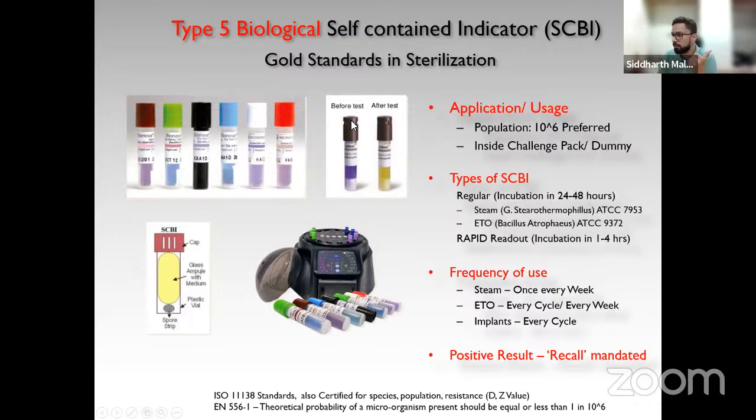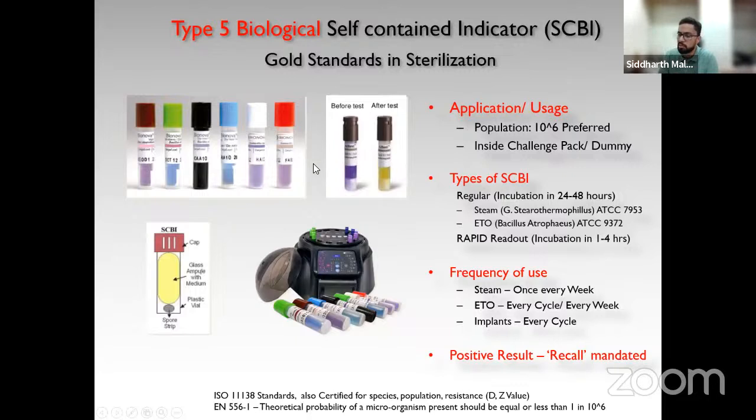So you see over here, before the test, the color was purple. After the test, after the sterilization, after crushing it, after mixing the bacteria and the spores, the color has changed to yellow. And this is a positive cycle. That means your sterilization was improper. Now you need to cordon off your sterilization, stop it, see what is wrong with your autoclave, do a recall cycle. A lot of things have to be done in that case.